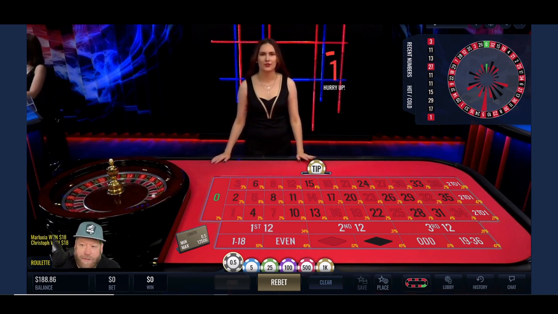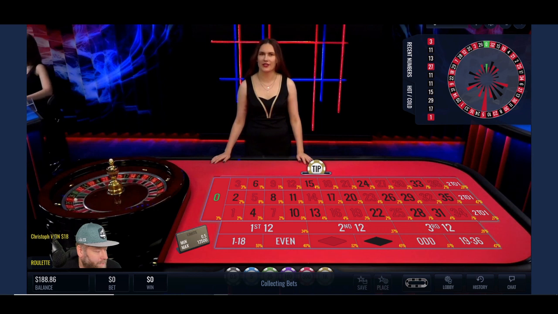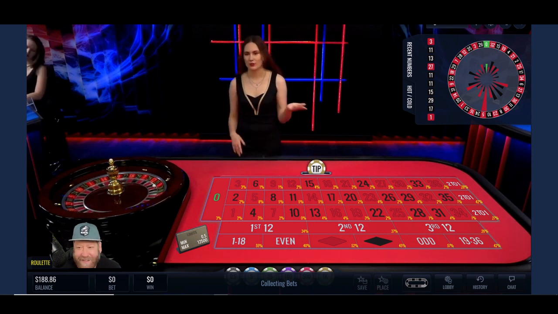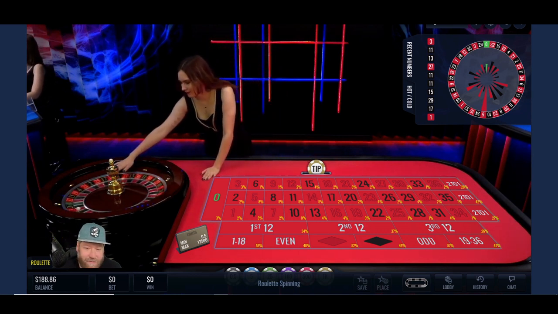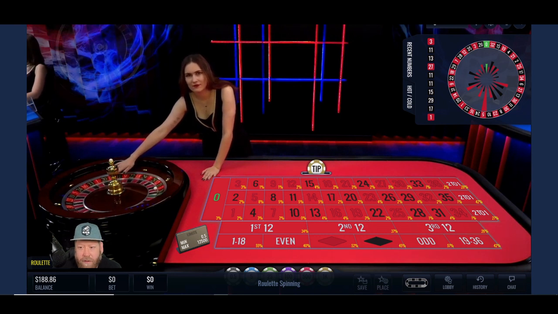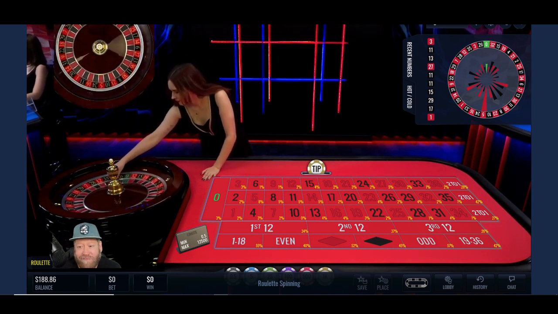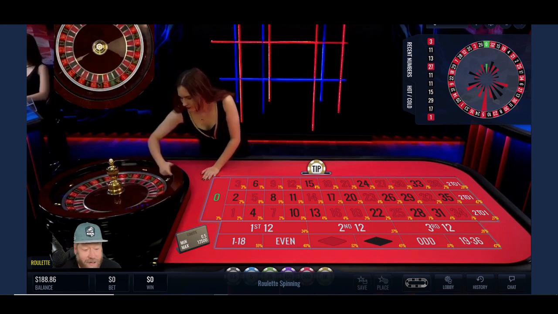Oh my god, I'm so tempted to bet the even. I think this is right. I'm confident. I'm not gonna. But look at the streak going on with odd right now, probably about 13 already.